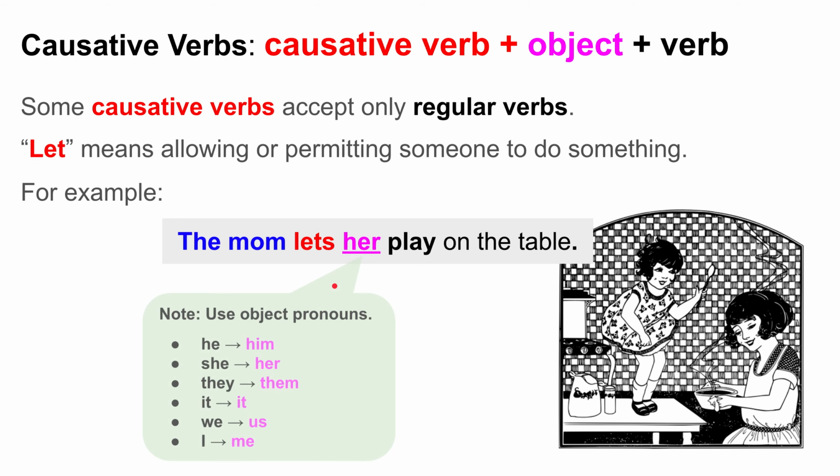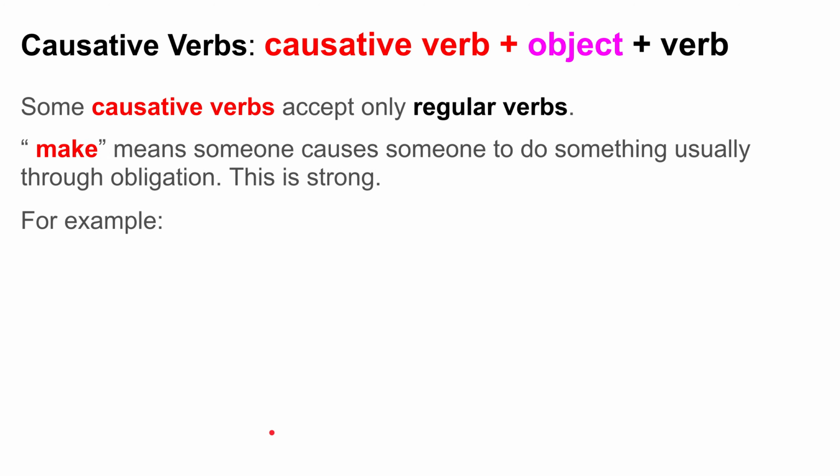Let's move forward now. Something I want to mention before I move on is that when you have an object, if it's a pronoun, it has to be an object pronoun. So the examples of object pronouns are him, her, them, it, us, and me. Okay, moving on.